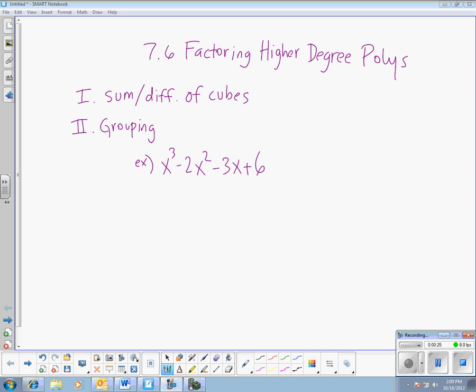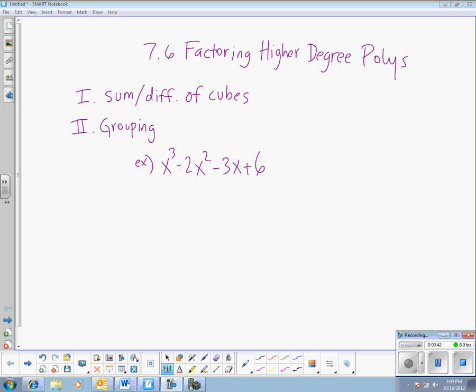One way you can do that is with a sum or difference of cubes. And we'll actually learn in a minute that you can do a sum or difference of any power as long as it's odd. It's not going to work for even power. That's why you can't do a sum of squares. But as long as they're both odd, you can do a sum and difference big as they are.